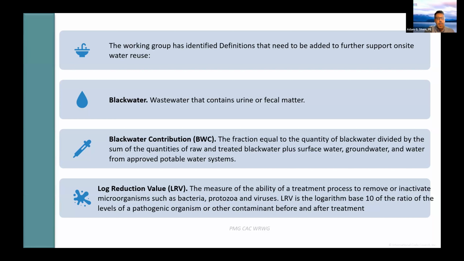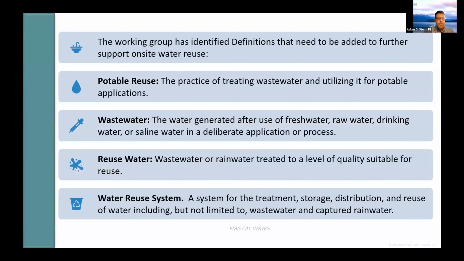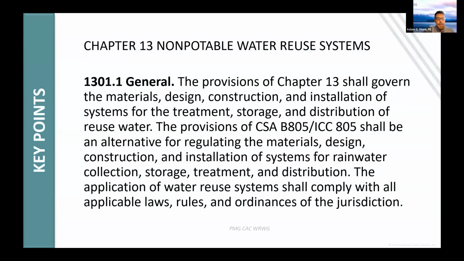So we had a couple definitions here. You should all be familiar with these. This might be a slide we can skip over. Here, let me go down a bit.